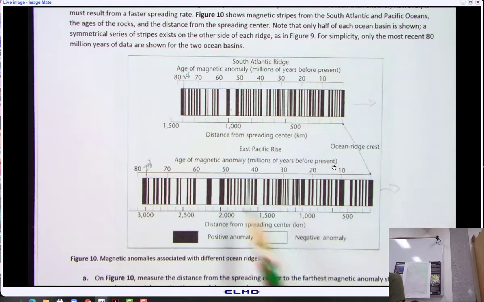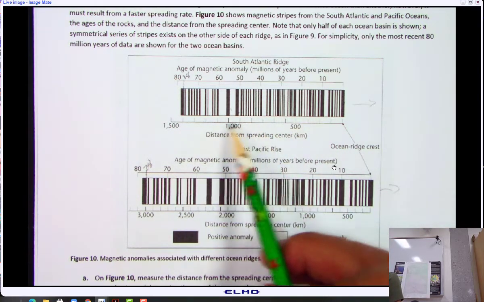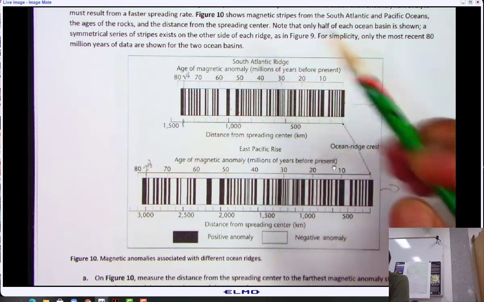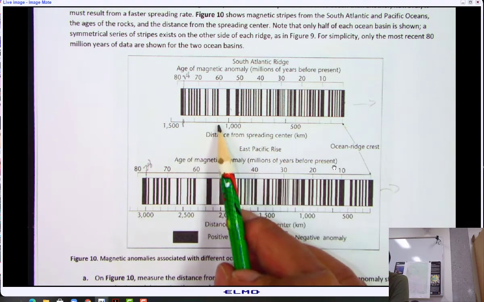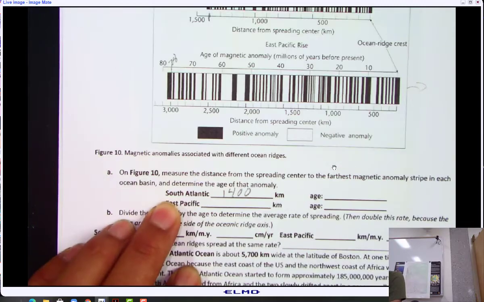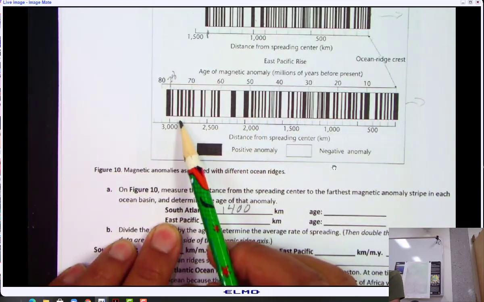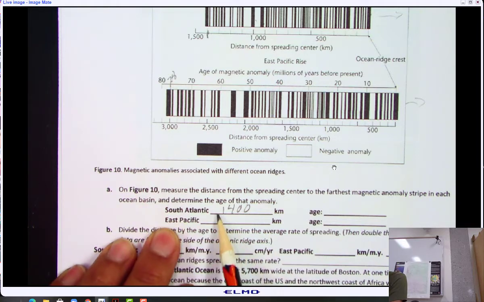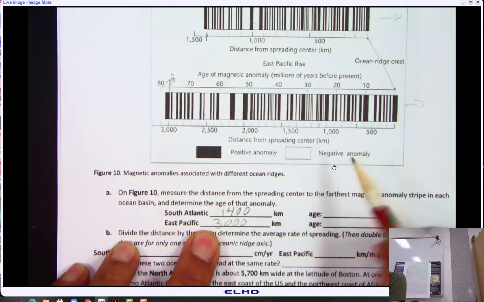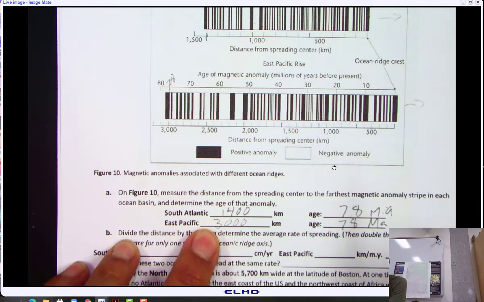And so you can see for the South Atlantic, that takes us about right to here, which is about 1,400 kilometers, right? So 1,000, 11, 12, 13, 1,400. So you'd put that right there. But for the Pacific Ocean, it's taken us to about 3,000 kilometers. So right away you can see that it's more than twice the spreading rate, right? And both of these are about 78 million years. We'll put 78 MA. Remember, MA means millions of years ago from today, right?